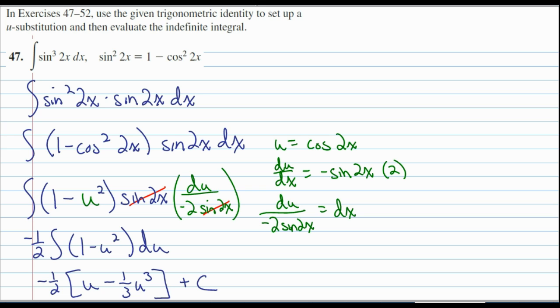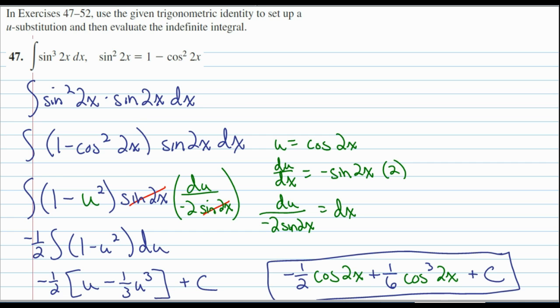I get u minus 1/3 u cubed. Now remember that negative 1/2 does apply to everything in here, so I had to put parentheses around there or brackets, either one. All right, next substitute in what u was, and I have my final antiderivative, negative 1/2 cosine of 2x plus 1/6 cosine cubed of 2x plus c. So again, my strategy here was splitting apart the sine cubed into a sine squared times sine, so I could use a trig substitution and get two pieces that are related to each other by a derivative. In this case, it was sine and cosine.